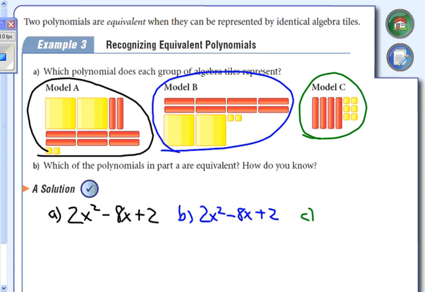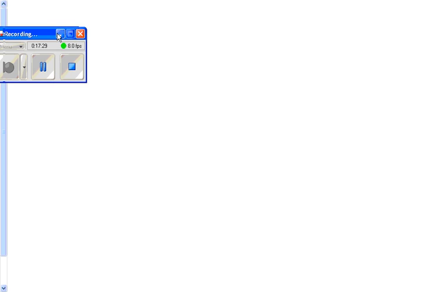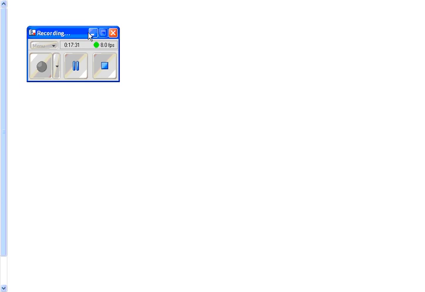Okay, let's try C. Now C doesn't have any square tiles, and it has 4 negative variable tiles, and then 6 positive unit tiles. So obviously A and B are similar, C is not. Okay? That brings us to the end. So good luck. Sorry, this one was a little long for you, but hopefully we got you off to a good start.